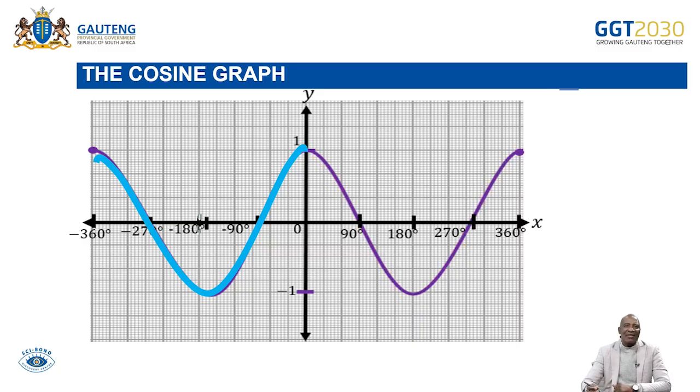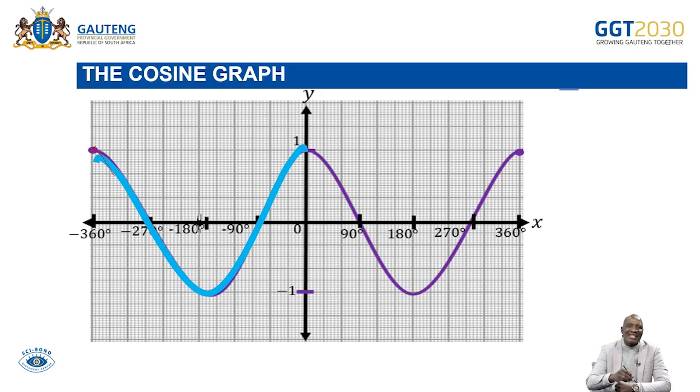How do I know that the graph is completed? This graph starts from 1 at negative 360. It goes down until it reaches negative 1 at negative 180. Then it goes up and stops at 1 when x is 0, y is 1. It's a finished cycle. It's completed.